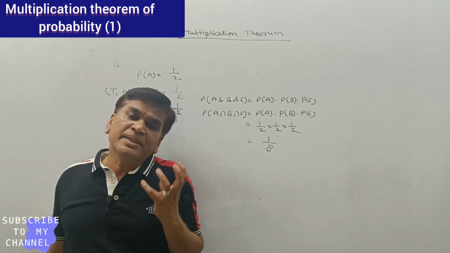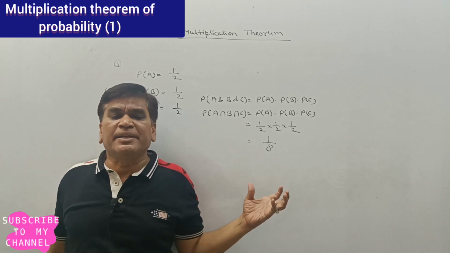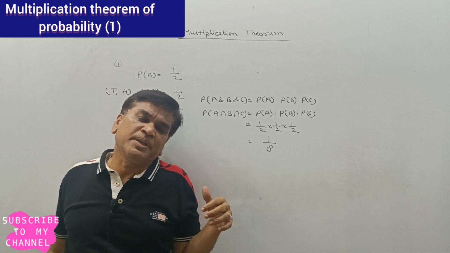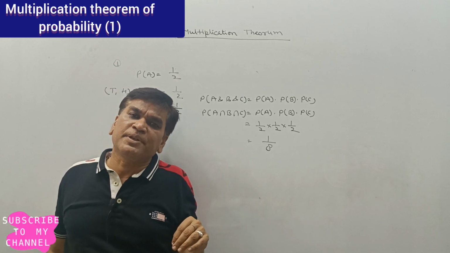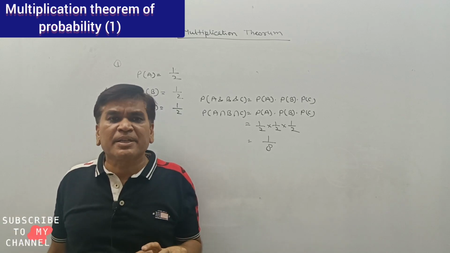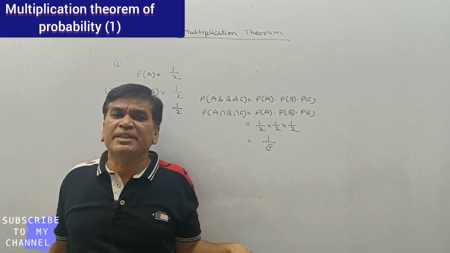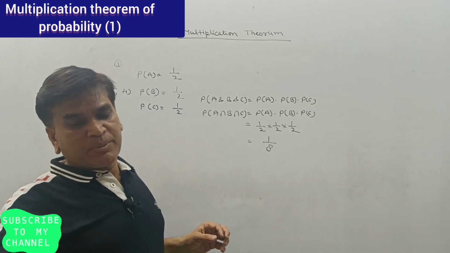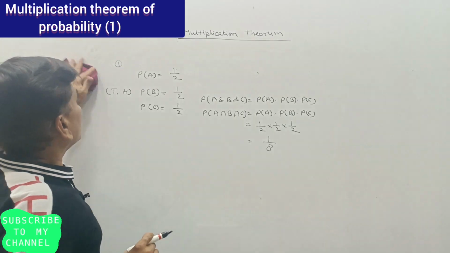So in this event, the first toss is free, the second toss is free of the first toss, and the third toss is free of the first or second toss. So we will say when the events are totally independent of each other, then we will use the multiplication theorem of probability. One more question related to this.